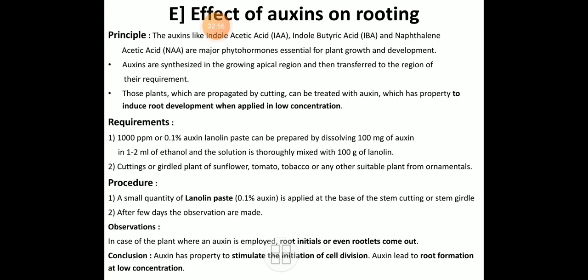Now, those plants which are propagated by cutting can be treated with auxin, which has the property to induce root development when applied in a low concentration. When we apply it in a low concentration, that induces rooting in the plant. So that is most important. We have to state this property of a growth hormone, which is useful from an industrial point of view for those who want to multiply vegetatively growing plants very fast or establish them, or in nurseries where plants are produced.